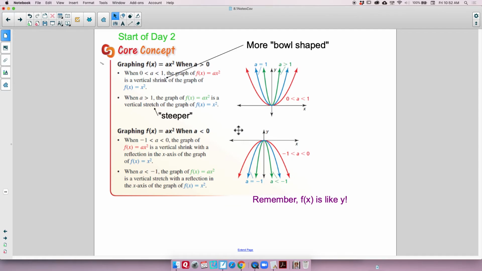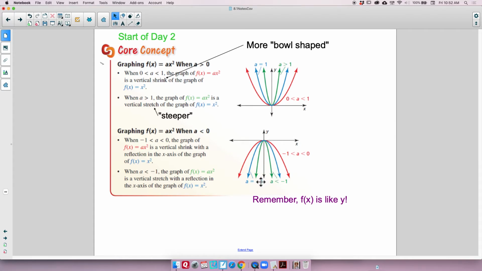Now, very similar when a is a negative number. When it's something that's between 0 and -1, like -1/2 or -2/3, then it's going to be more bowl-shaped, or what they call a vertical shrink. Okay. When a is less than -1, like -2 or -3 or -10, then it's going to be what we call a vertical stretch. So it's a vertical stretch.